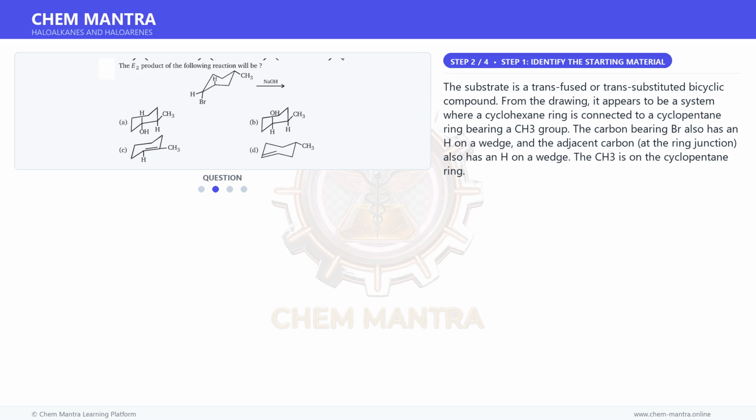Moving on to the next step. The substrate is a trans-fused or trans-substituted bicyclic compound. From the drawing, it appears to be a system where a cyclohexane ring is connected to a cyclopentane ring bearing a CH3 group. The carbon bearing Br also has an H on a wedge, and the adjacent carbon at the ring junction also has an H on a wedge. The CH3 is on the cyclopentane ring.